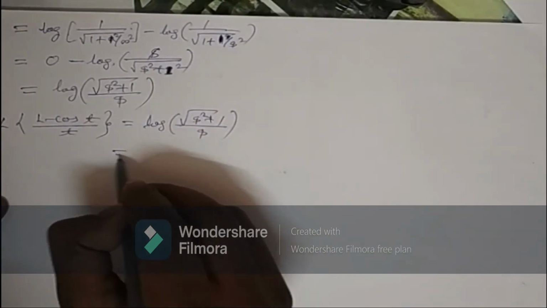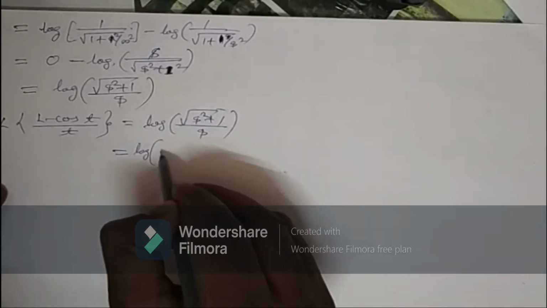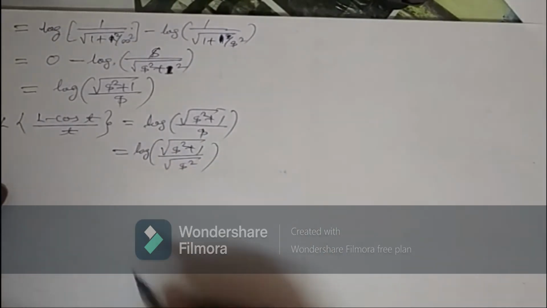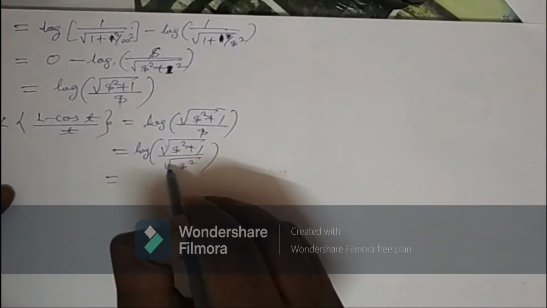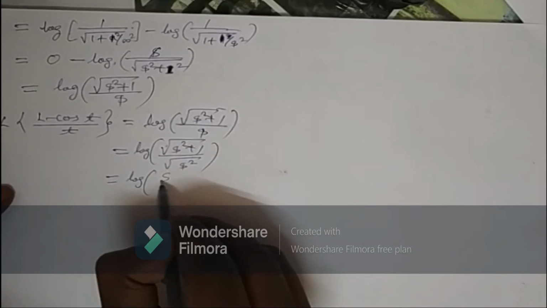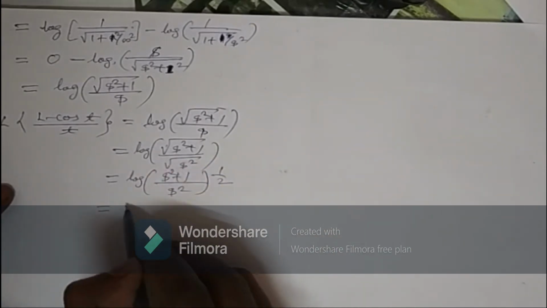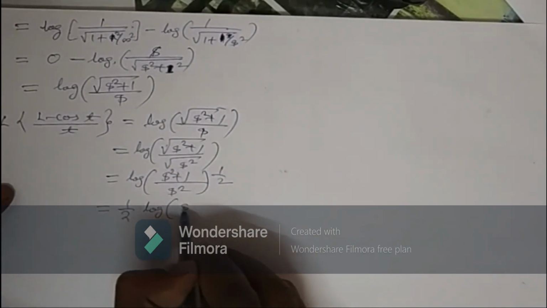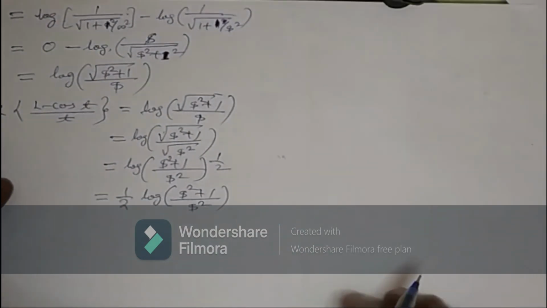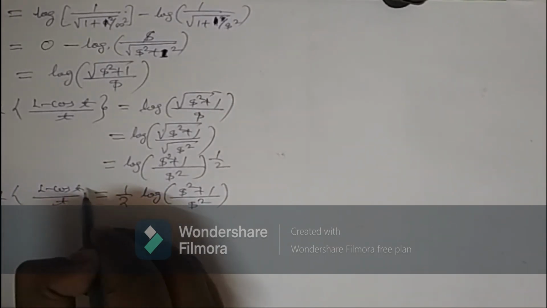Or this also can be simplified. If you write this like this, under root s square plus 1 upon, can we write this as under root s square? Yes, definitely we can write this. So this root and this root can be written in one bracket, s square plus 1 upon s square raised to 1 by 2, and finally we can write this 1 by 2 here, so log of s square plus 1 upon s square. So this is the Laplace transform of (1 minus cos t) upon t.